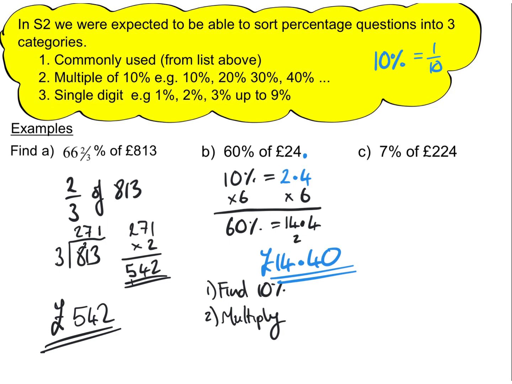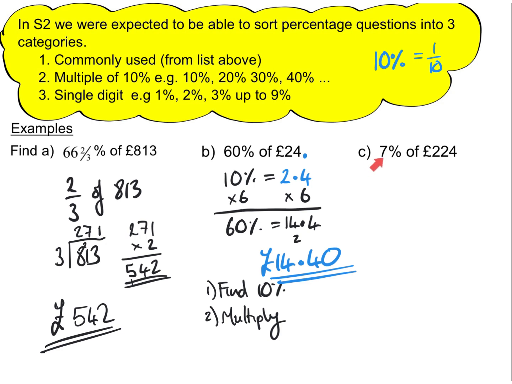So, a recap so far. Commonly used, we take it and we turn it into a fraction, and then we find that fraction of the amount instead. If it's a multiple of 10, there are two steps. We find 10%, which is easy, we just divide this number by 10, and then we multiply. So if I was looking for 60%, I find 10%, multiply it by 6 to get 60%. If I was looking for 30%, find 10%, multiply by 3 to get 30%, and so on.